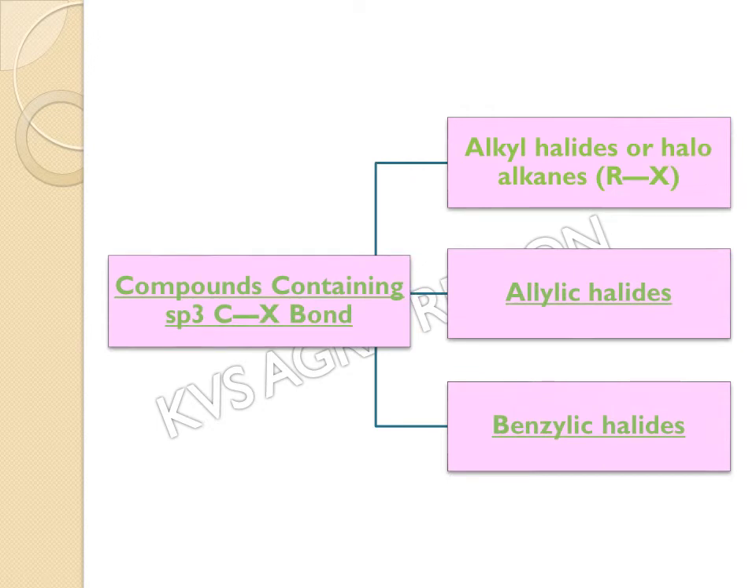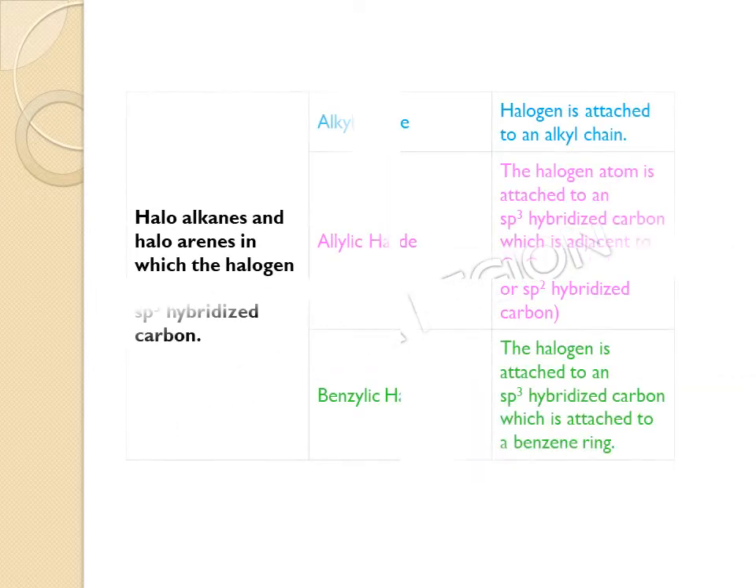Now, compounds containing sp3 C-X bond, they are further classified as alkyl halides or haloalkanes, where halogen is attached to sp3 hybridized carbon. Next one, allylic halide, benzylic halide. Let's try to understand all these three. Haloalkanes and haloarenes, in which halogen is attached to an sp3 hybridized carbon, are alkyl halides, allylic halides and benzylic halides.